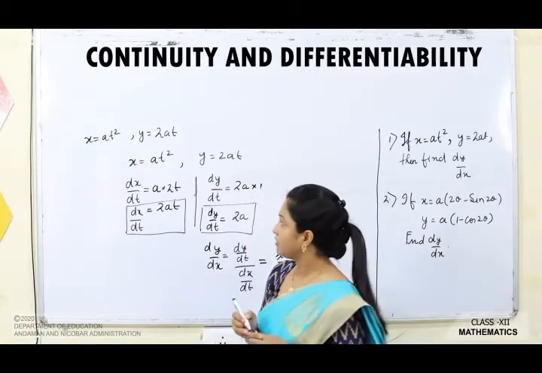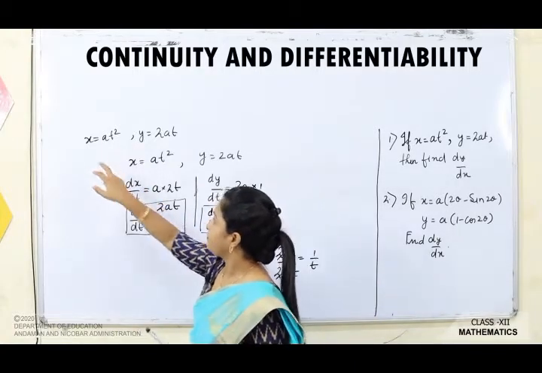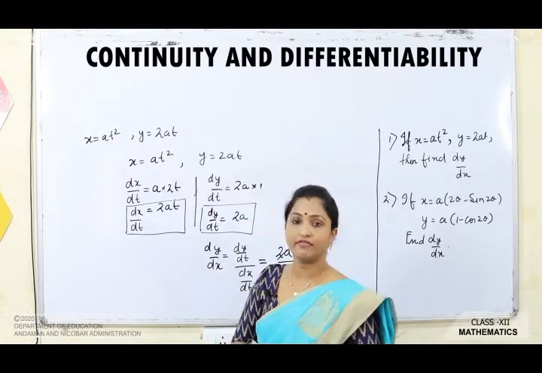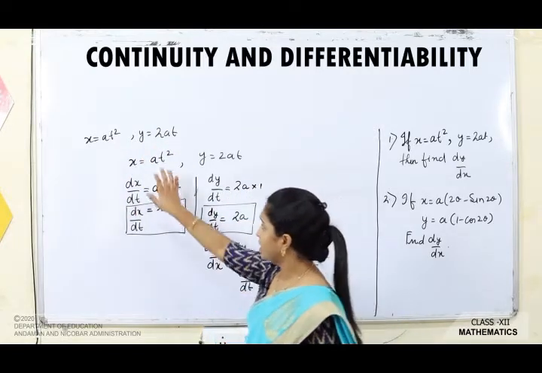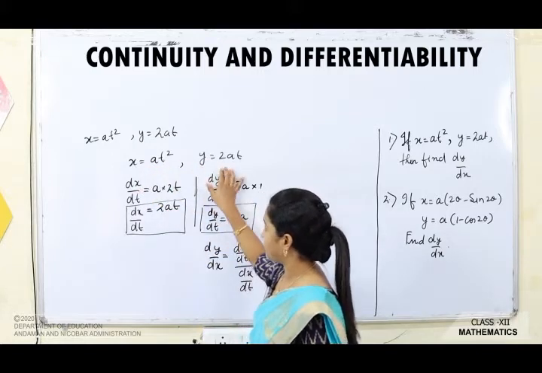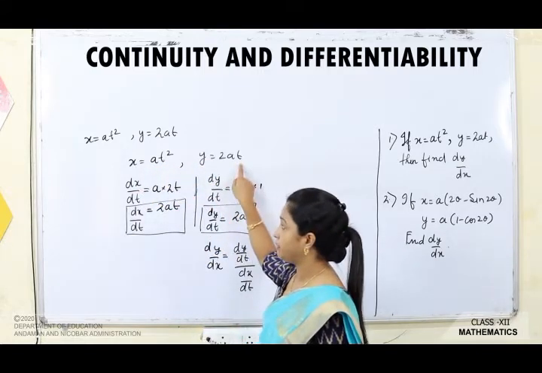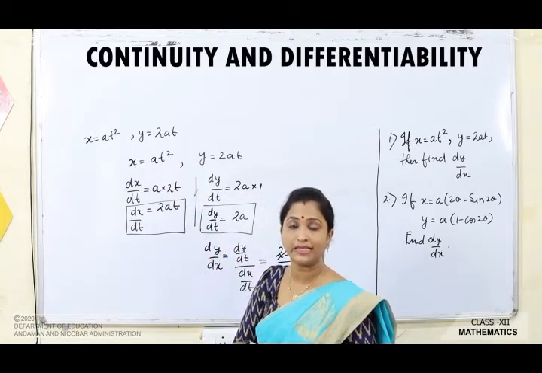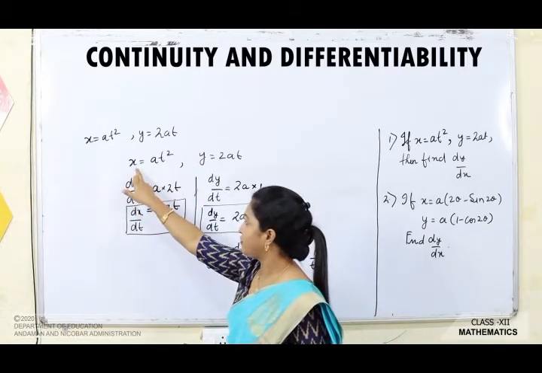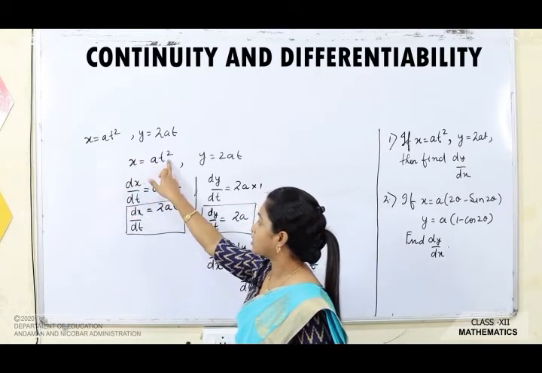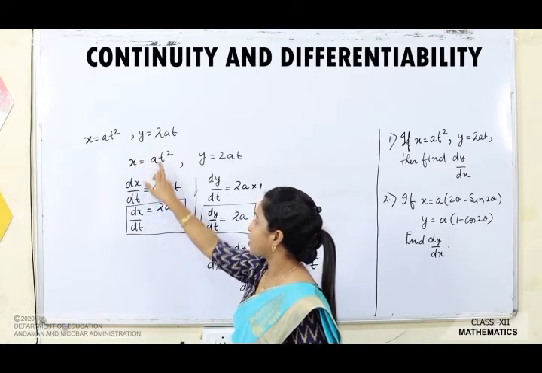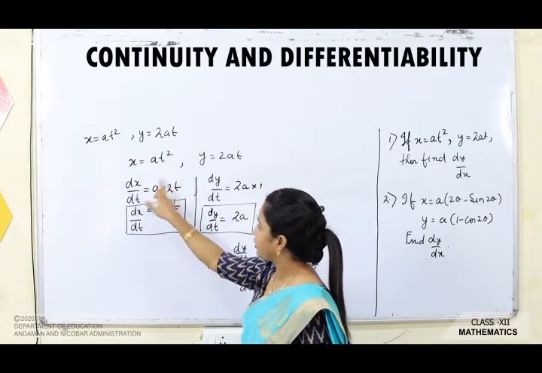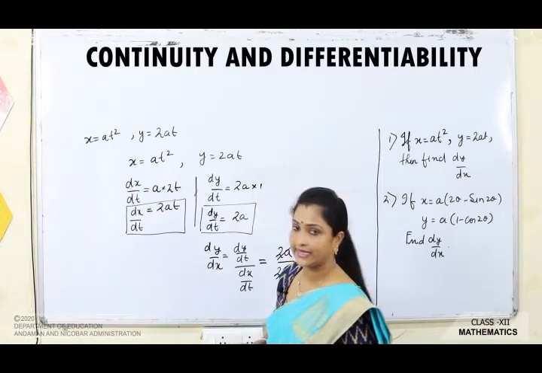Once again I am repeating, this is your parametric form. If x is equal to a t square, y is equal to 2at, you have to find dy by dx. This is the question. You will differentiate both the variables separately. T is the third variable here. So you are going to differentiate both the variables with respect to the third variable, that is t here. So x when you differentiate dx by dt and a t square when you differentiate, a is constant, you will keep it like that, and t square will be 2t. So when you combine this you are going to get 2at.